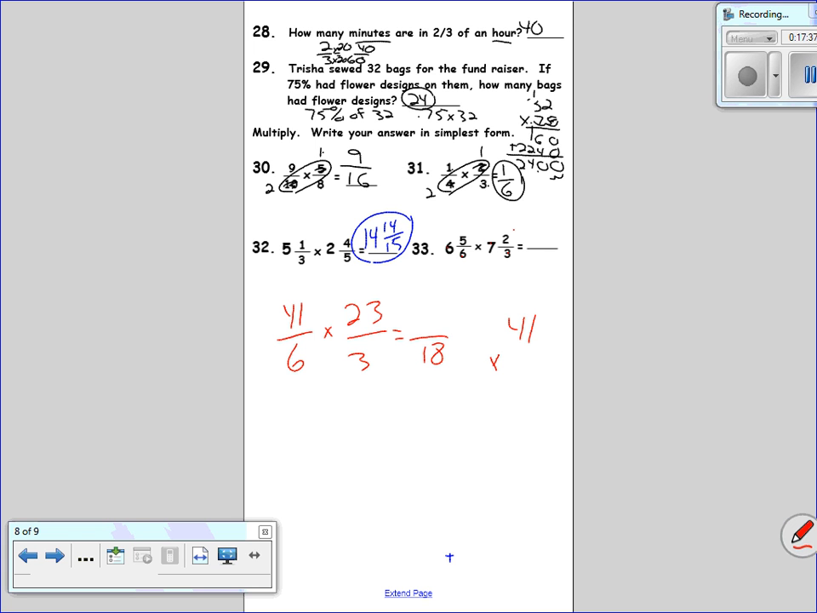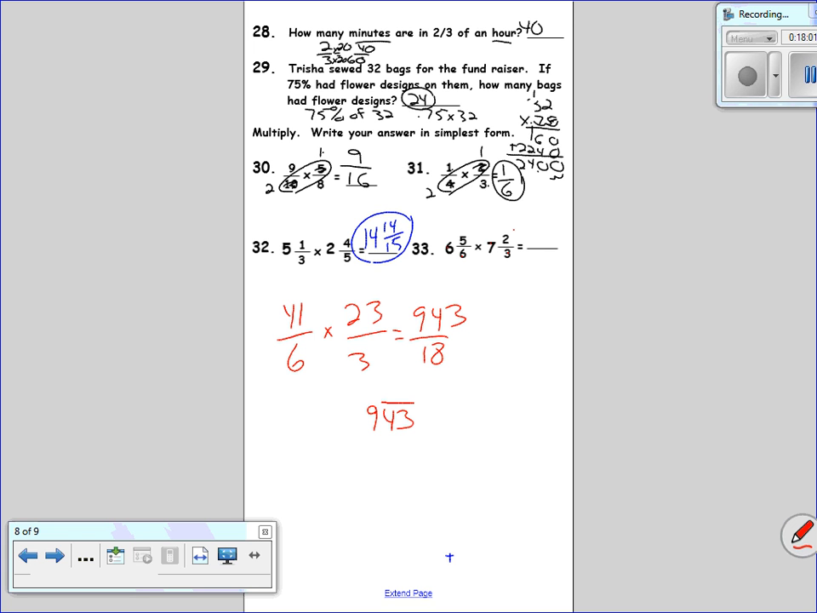To do 41 times 23 gives me a 3, 12. Place value holder, 2, 8. Let's add these up. 3, 4, 9. 943. Time to divide.